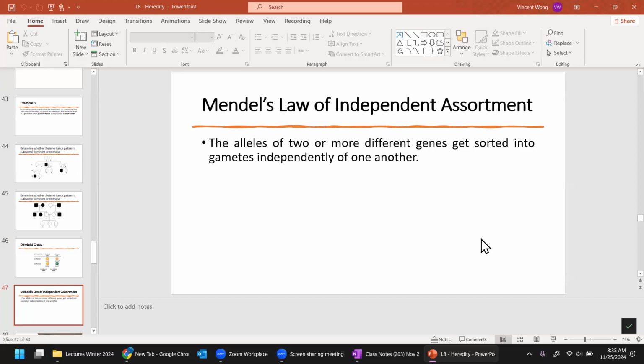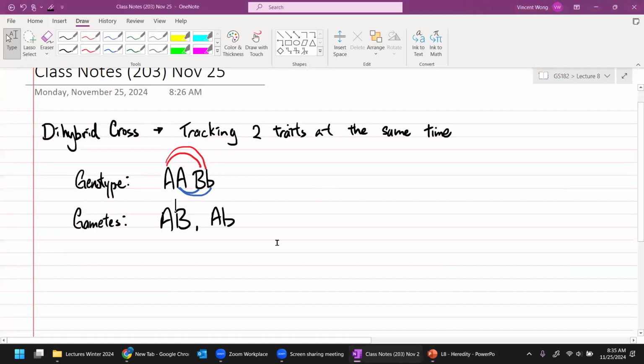Okay? In other words, these are all independent events. Okay? Each gene will get sorted into the gametes independently. Okay? Each gene is like flipping its own coin. The result of one will not affect the other.